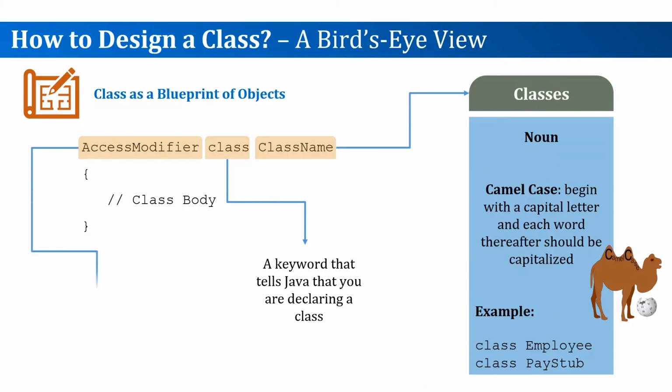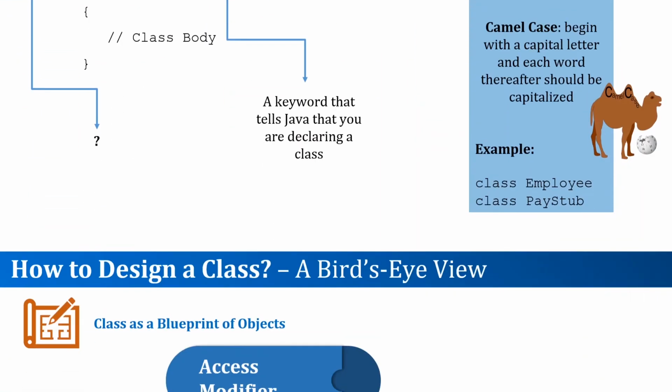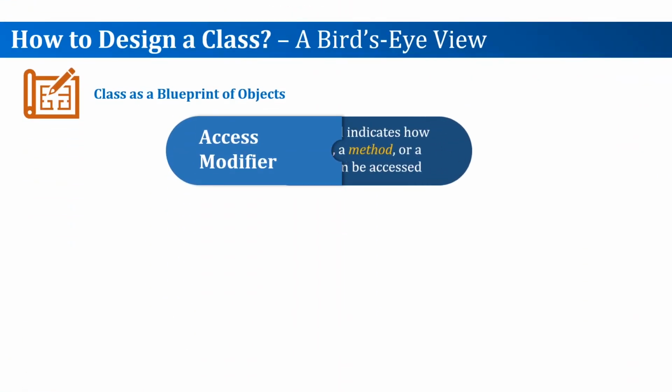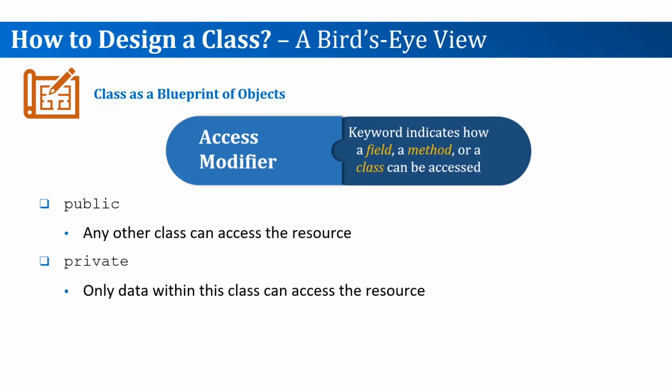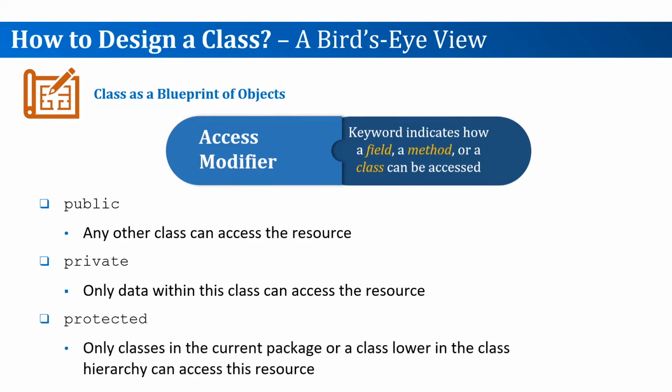So what about the access modifier? An access modifier is a keyword that indicates how a field, a method, or a class will be accessed. Is it available for all other classes? Then set the access modifier to be public. Or is it private and shouldn't be accessed from outside the class? Then set it to be private. A protected access modifier is an intermediate level of access, and it's accessible by other classes that belong to the same package, but inaccessible from outside the package.